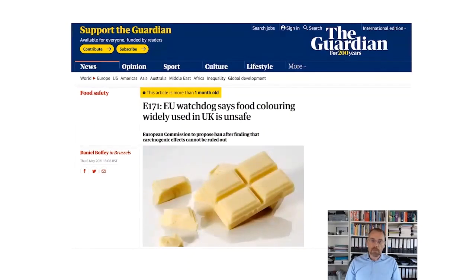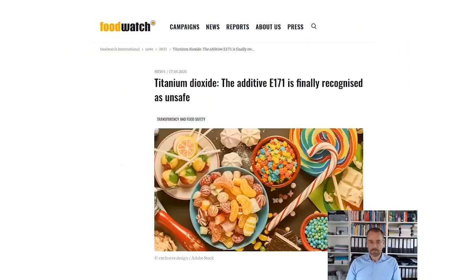Note that the EFSA opinion stated that a concern for genotoxicity could not be ruled out because of uncertainty around the characterization of E171. This headline in The Guardian, however, concludes that food colouring widely used in the UK is unsafe. And Foodwatch, an NGO which has campaigned against the use of titanium dioxide in food for years, along with several other NGOs, states that the additive E171 is finally recognized as unsafe.